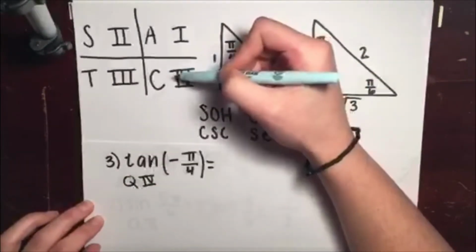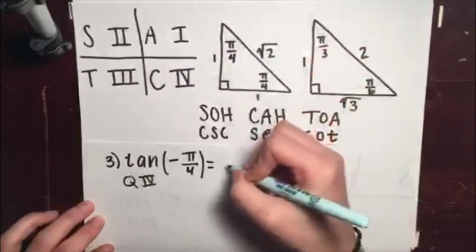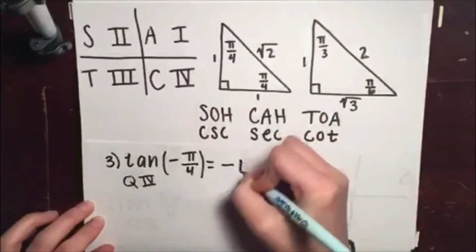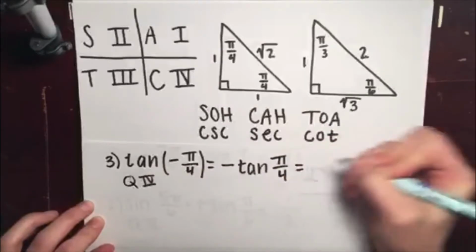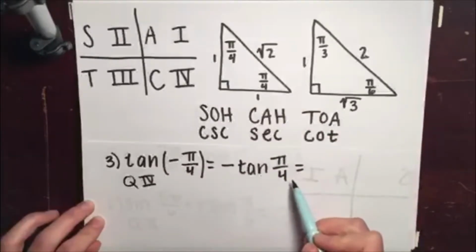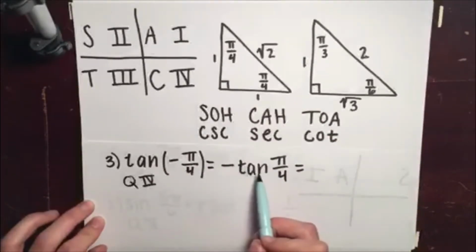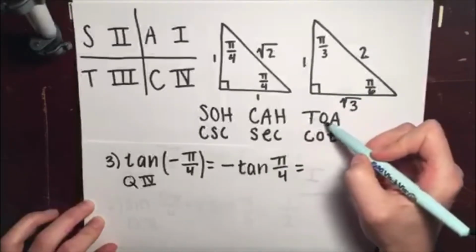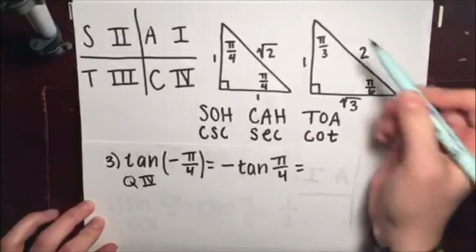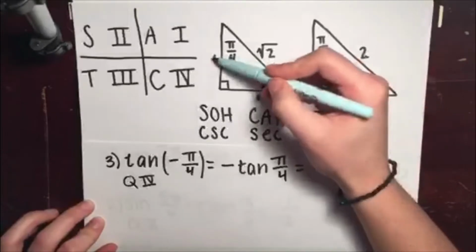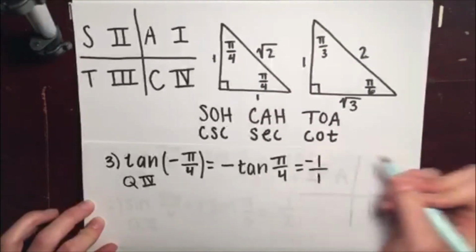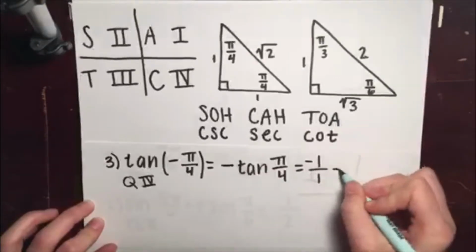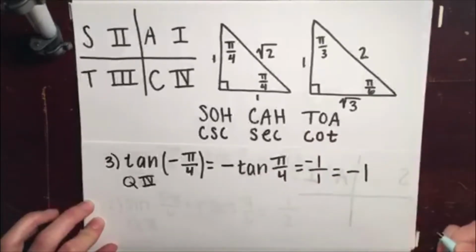Now, tangent is negative in quadrant 4. So let's account for that. Cool. So now we have negative tangent of pi over 4. All right. So now we've got that. Let's find tangent. Tangent is opposite over adjacent. Locate pi over 4, opposite over adjacent. 1 over 1, negative 1 over 1, because we got this. All right, so that simplifies to just negative 1.